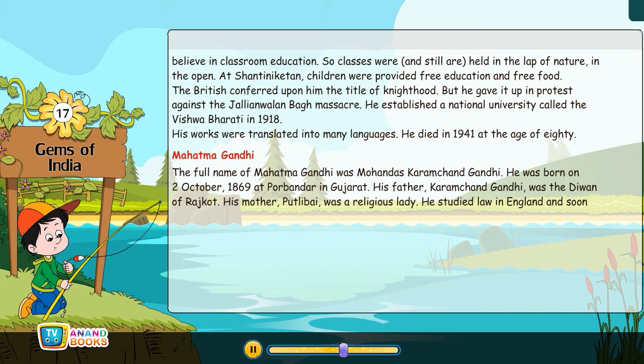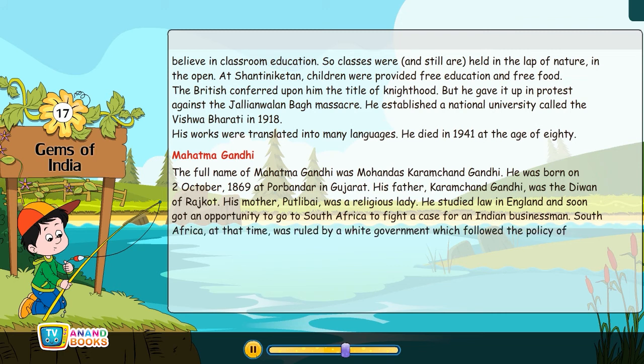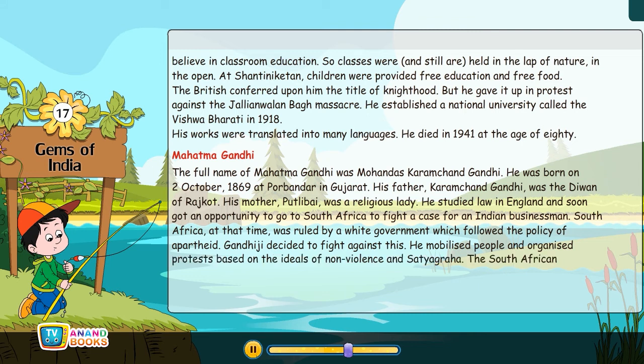He studied law in England and soon got an opportunity to go to South Africa to fight a case for an Indian businessman. South Africa at that time was ruled by a white government which followed the policy of apartheid. Gandhiji decided to fight against this. He mobilized people and organized protests based on the ideals of non-violence and satyagraha. The South African government was forced to withdraw their policy of apartheid due to Gandhiji's protest.